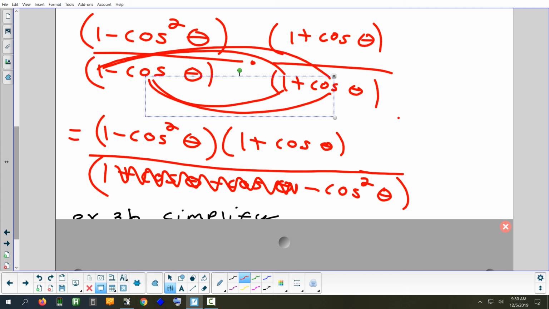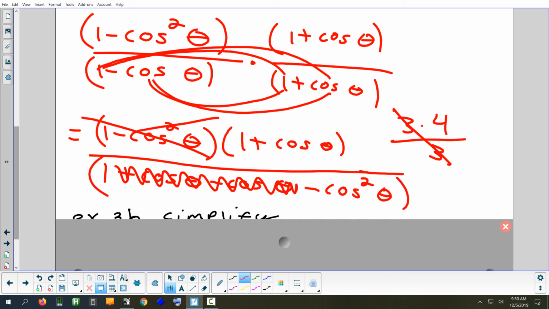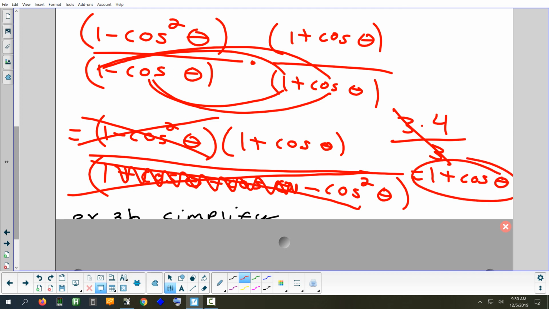It's kind of like having 3 times 4 divided by 3. If you've got the same thing in the top and in the bottom, they cancel out. And all you're left with is what was in the top. That's exactly what happened right here. 1 minus cosine squared in the top, 1 minus cosine squared in the bottom after you simplify. So the only thing that's left, 1 plus cosine. And that's your final answer.